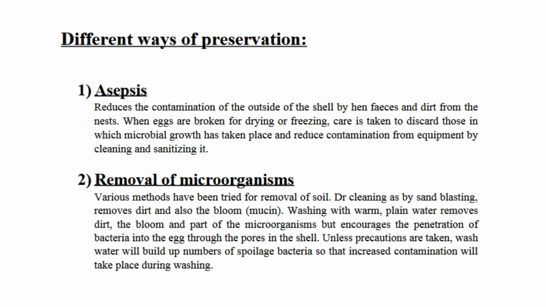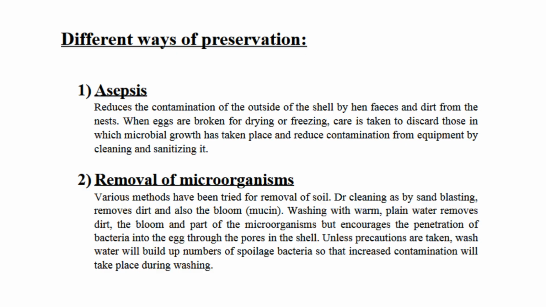Now, let's explore the different ways of preservation. The first method is asepsis, which focuses on reducing initial contamination from feces and dirt. When eggs are broken for processing, care is taken to discard spoiled eggs and to sanitize equipment. The second method is removal of microorganisms.